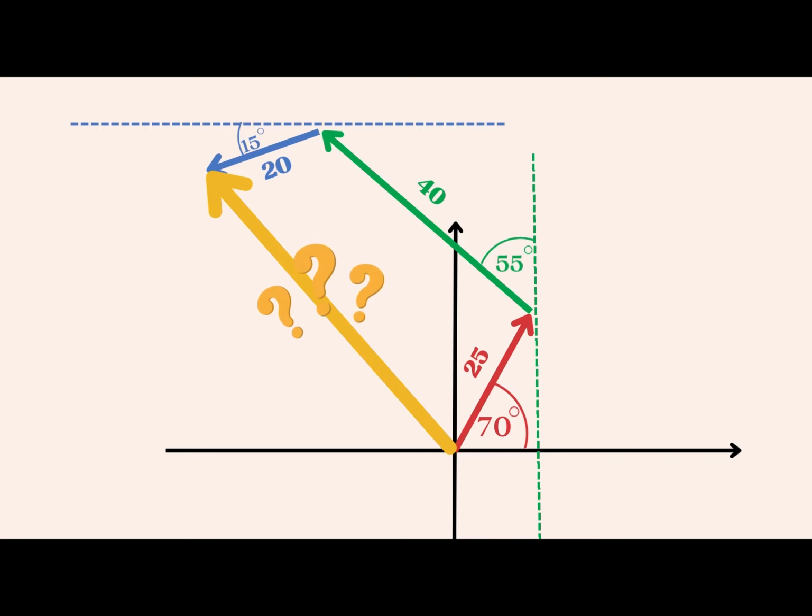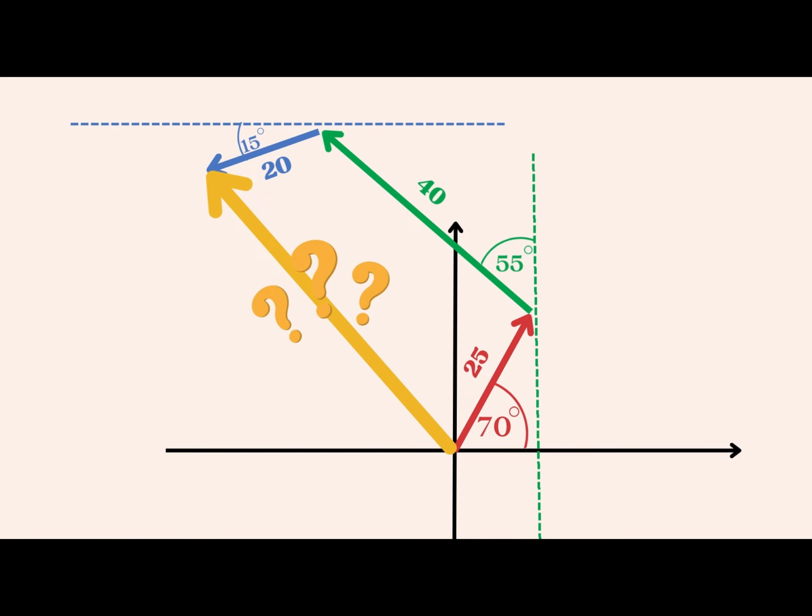And as you see here, 70 degrees is not taken from the same direction as 55 or 15, right? So yeah, 70 is taken from the positive x direction, 15 is taken from negative x direction, and 55 is taken from positive y direction. So drawing this is basically pretty much 50% of solving this problem.